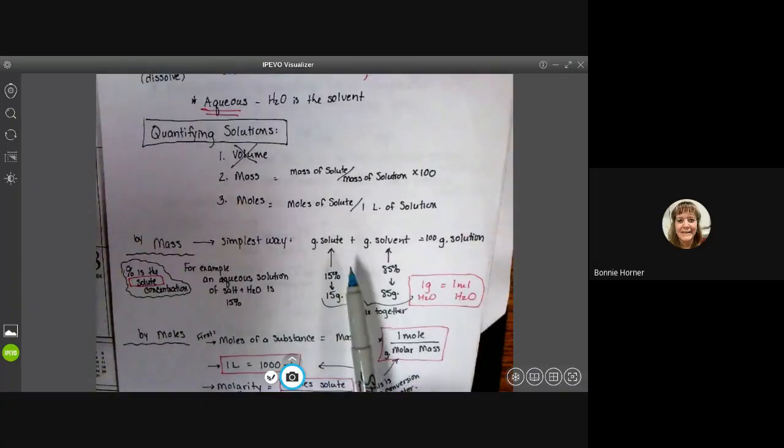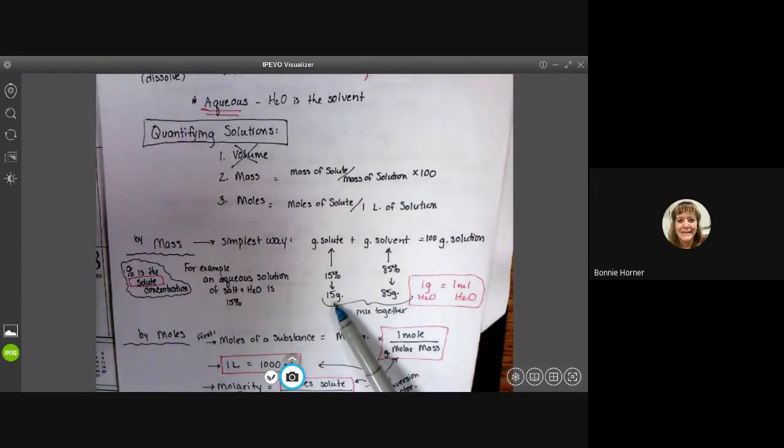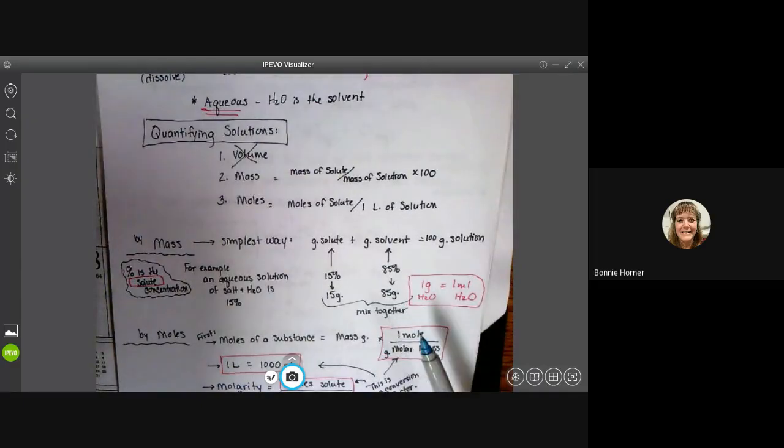And then it's real simple to convert it. You just convert the percents directly to grams, okay? So if it says it's a 15% solution, then that means you have 15 grams of salt in it. And then the rest would be water, and that's 85 grams. And remember that 1 gram of water is equal to 1 milliliter. So how would you make this solution? You'd measure out 15 grams on a balance, then measure out 85 milliliters of water and simply mix them together. That's how you're going to do your by mass, your percent composition solutions.